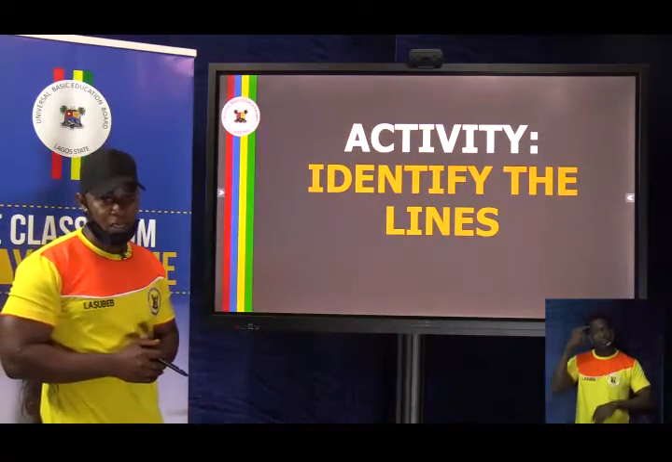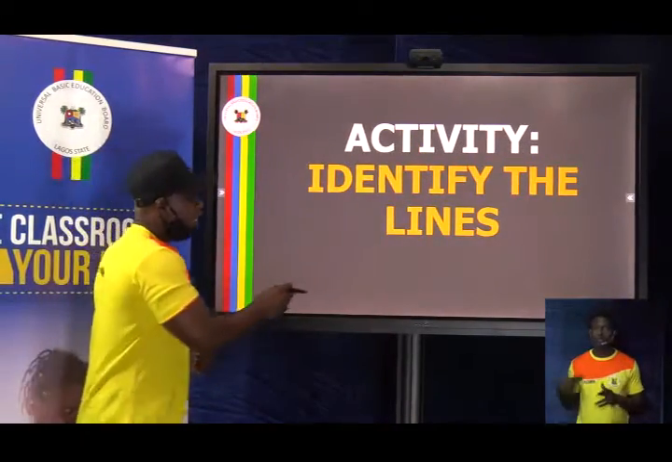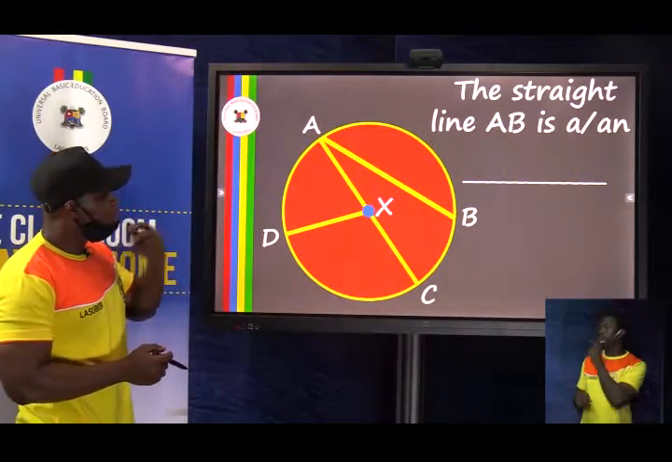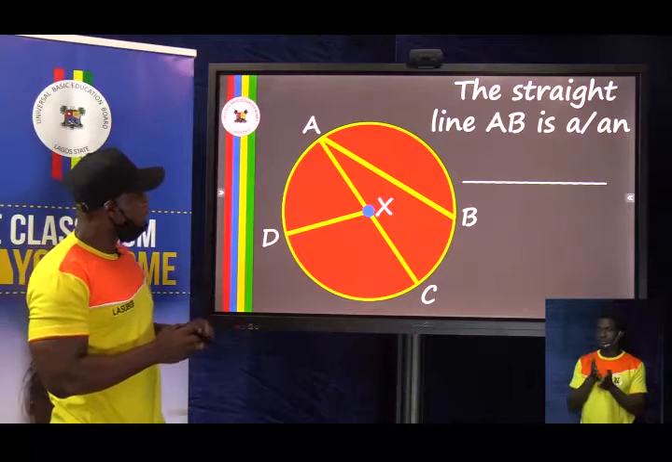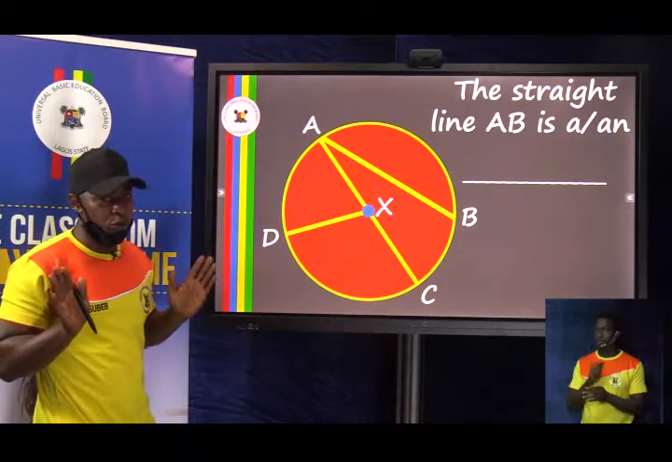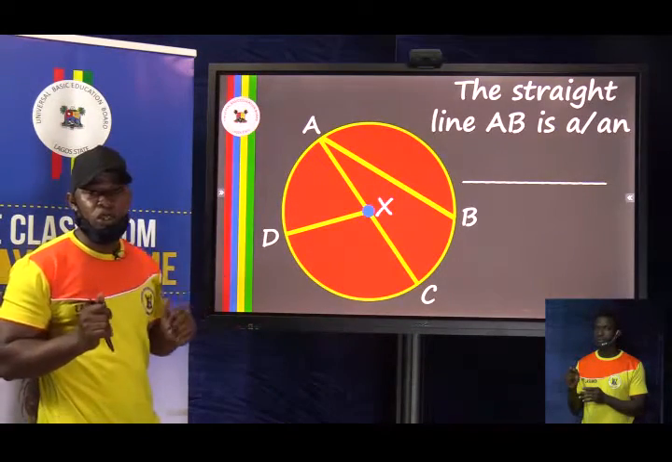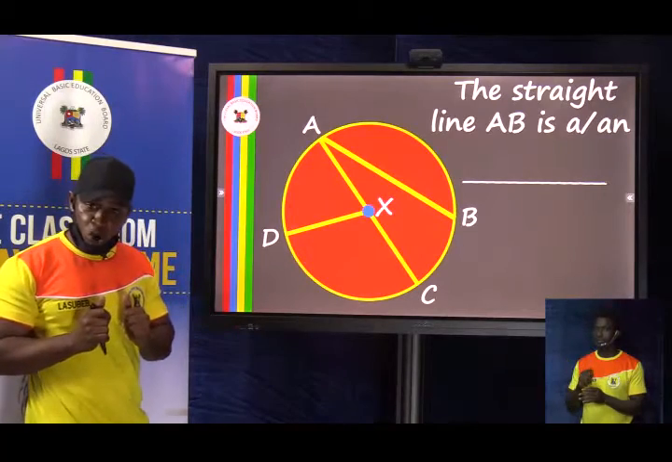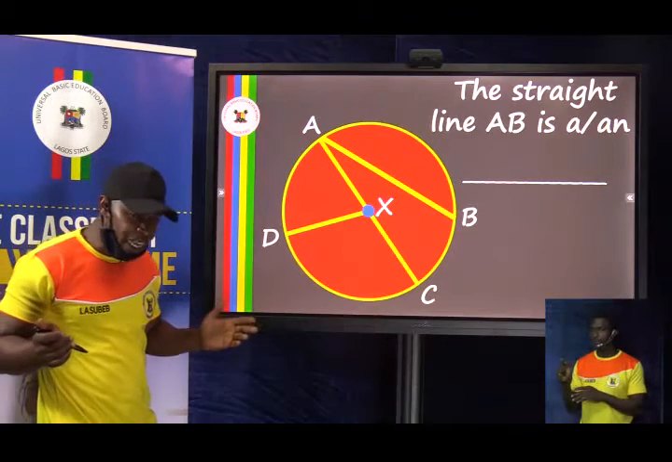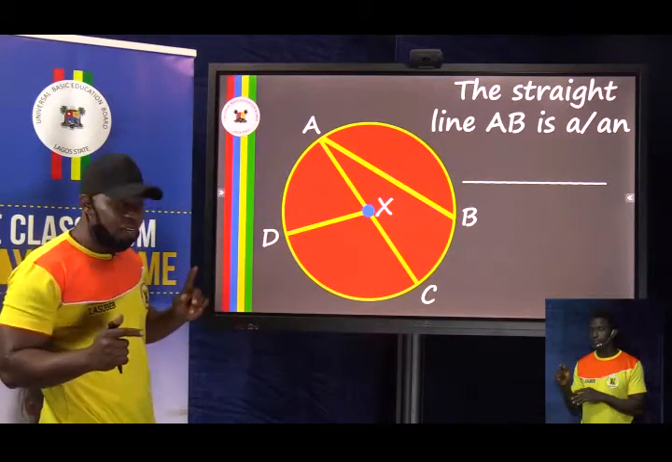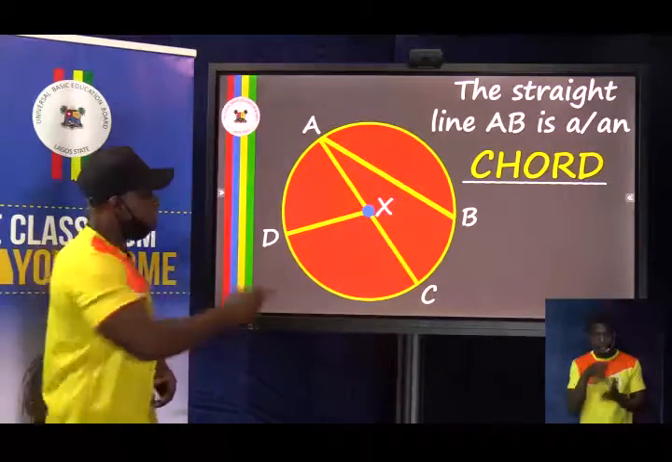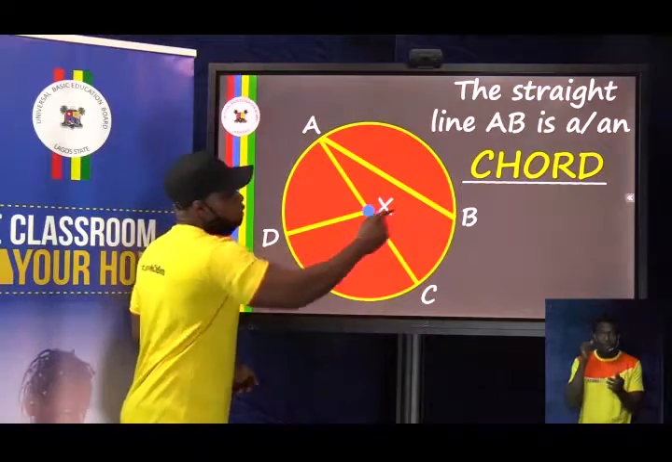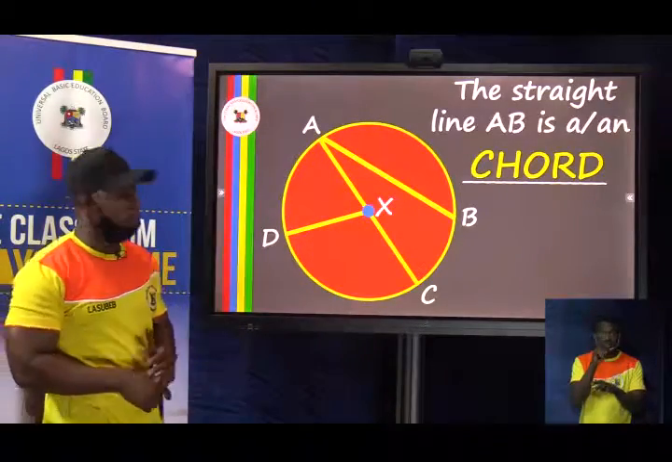Now, it is time for some activities. Let's identify these lines. The straight line AB is what? The straight line that joins A and B together is called what? Let's see what the name is. It is called a chord. Why? Because it's a straight line and it touches 2 points on the circle.